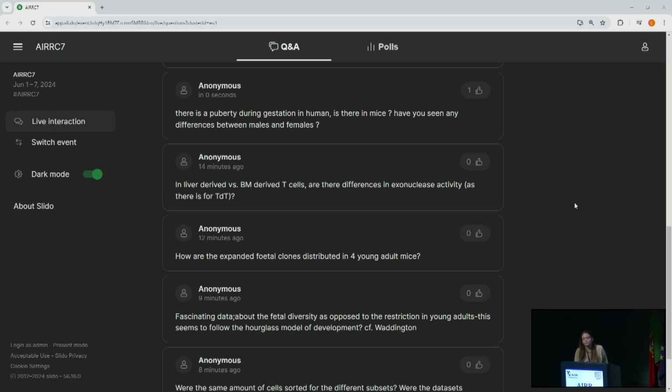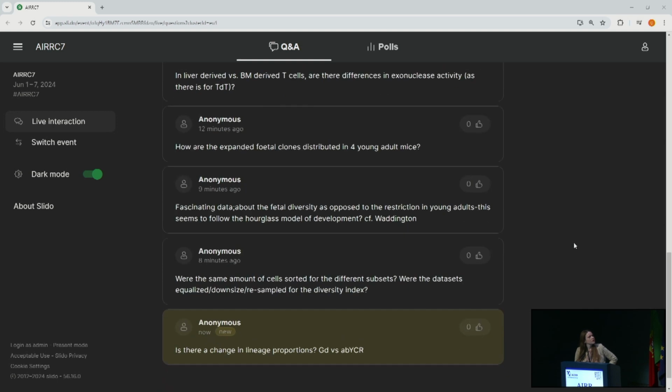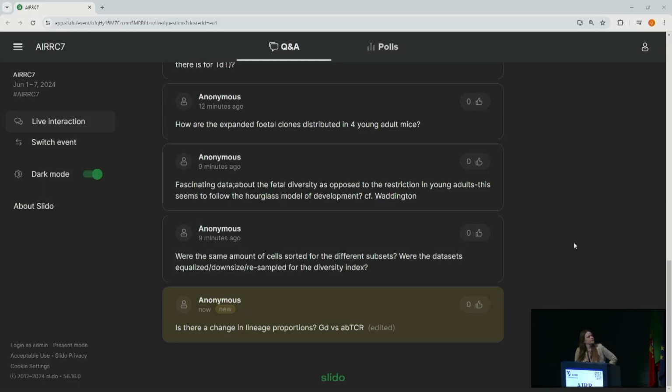Okay, in liver-derived versus bone marrow-derived T cells, are there differences in exonuclease activity as there is for TdT? Yeah, I'm not sure about this. Okay. How are the expanded fetal clones distributed in young adult mice? What does "4" mean? Maybe they mean young adult mice?